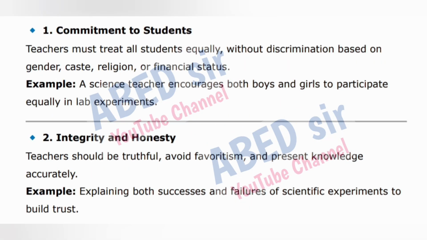character. 1. Commitment to students. Teachers must treat all students equally, without discrimination based on gender, caste, religion, or financial status. Example, a science teacher encourages both boys and girls to participate equally in lab experiments. 2. Integrity and honesty. Teachers should be truthful, avoid favoritism, and present knowledge accurately. Example, explaining both successes and failures of scientific experiments to build trust.